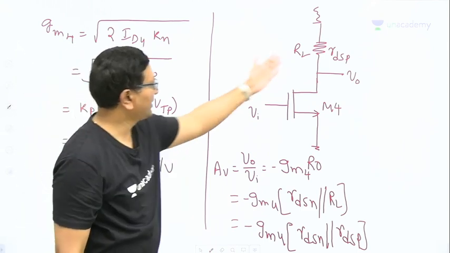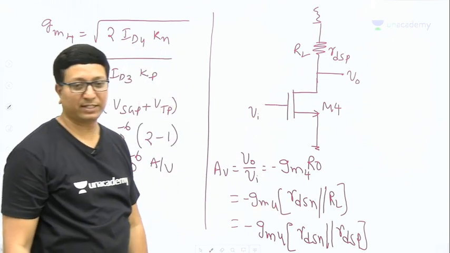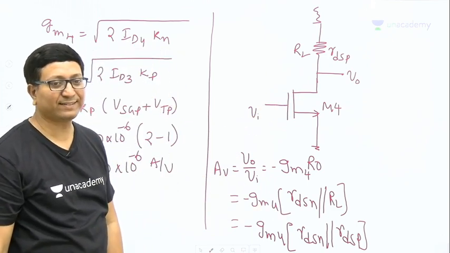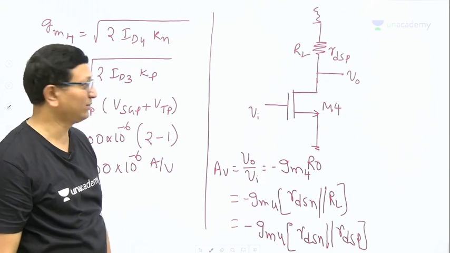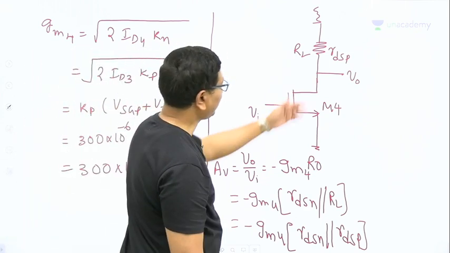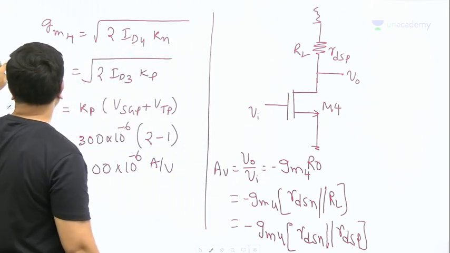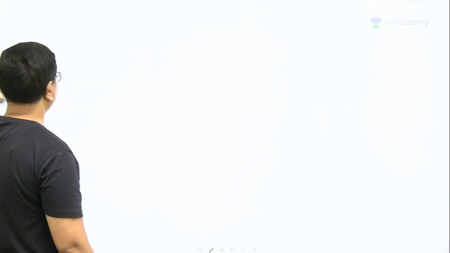So later you take the small signal equivalent, we can find the gain using this one. It is an active load problem based on active load circuit. This is what you can see. Okay, I hope you enjoyed this problem.